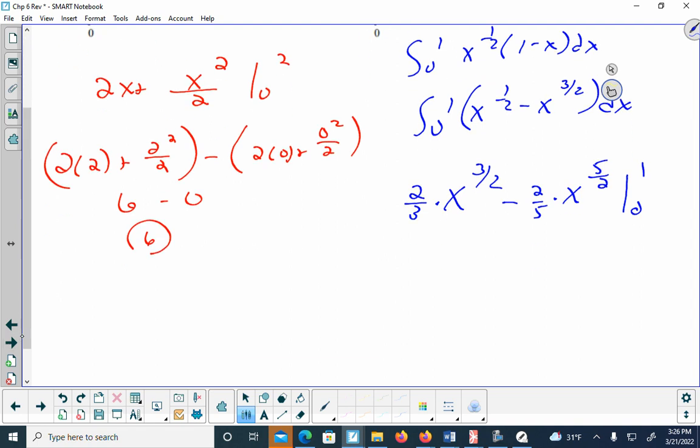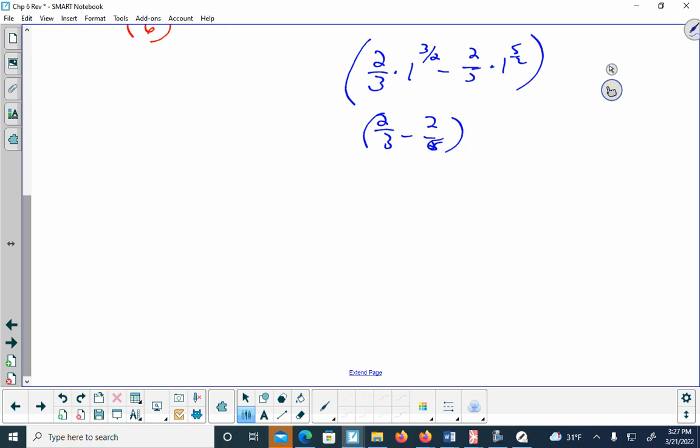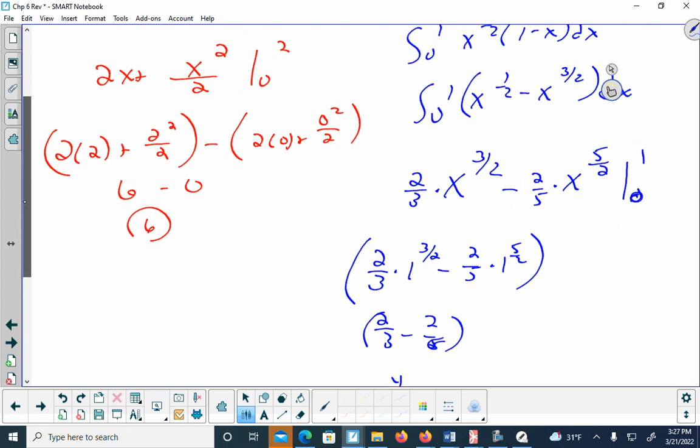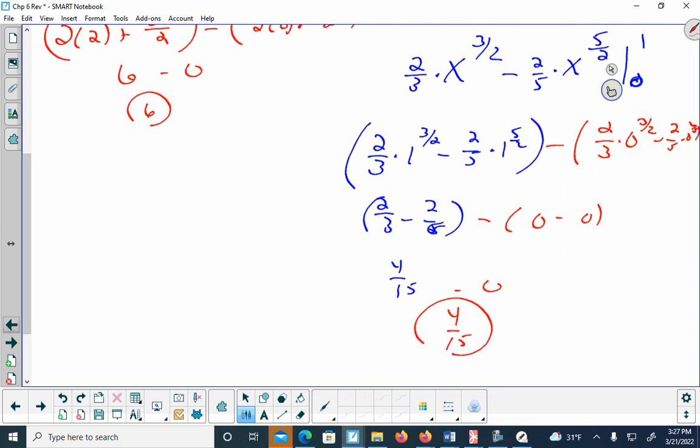So I'm going to take 2/3 times 1 to the 3/2 power, minus 2/5 times 1 to the 5/2 power. So that's going to be 2/3 minus 2/5. And when I do that, I get 4/15. I'm going to do the other half, and I'm going to put in 0. So 2/3 times 0 to the 3/2, minus 2/5 times 0 to the 5/2. And that ends up being 0 minus 0, 0. So my final answer is 4/15, or you can have the decimal 0.27.